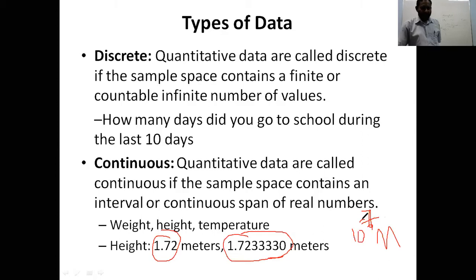Okay, this is 10 to the power minus 7. You see? So we can measure up to 10 to the power minus 7 meter. So that is the specialty of this continuous variable. A continuous variable can be measured up to any interval values as we like, right? Okay, I think we'll move to the other slide.